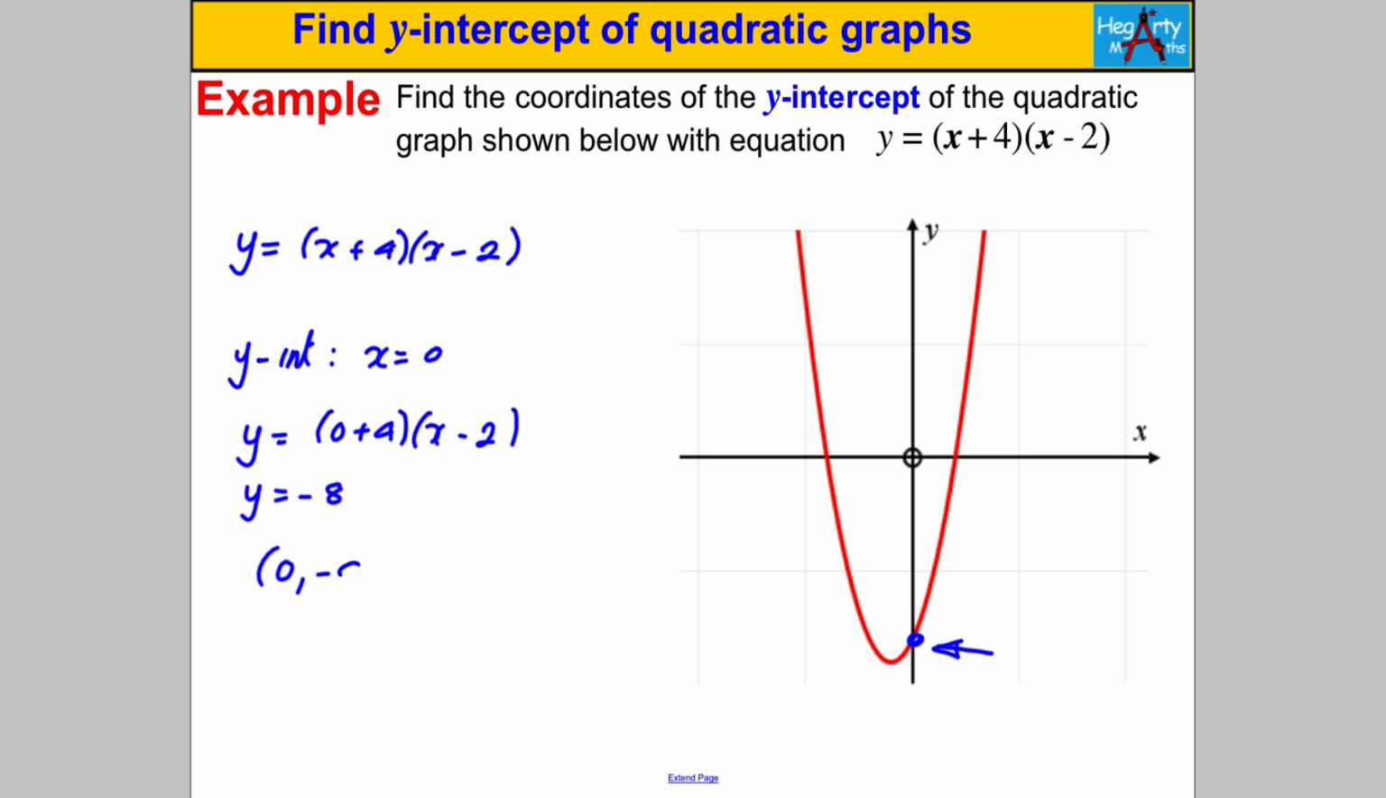So our coordinates are 0, negative 8 here, and again that looks sensible based on the graph that we have drawn.